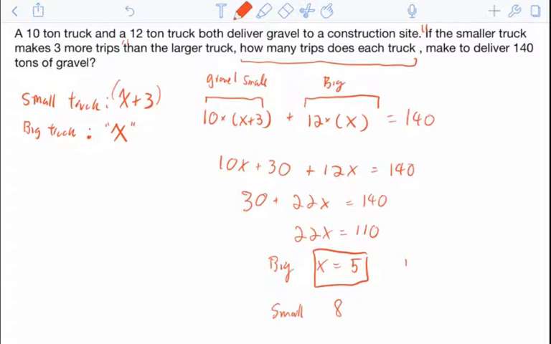So let's test it. If the big truck makes 5 trips, then it delivers 60. And if the small truck makes 8 trips, it delivers 80. And you add those together, 140.